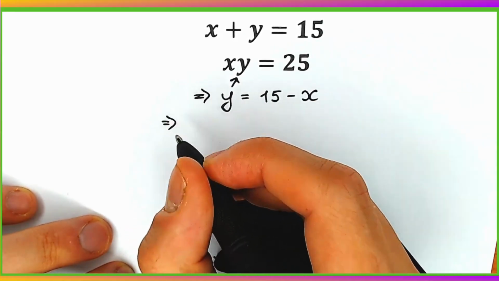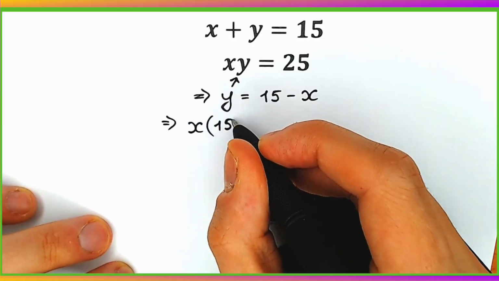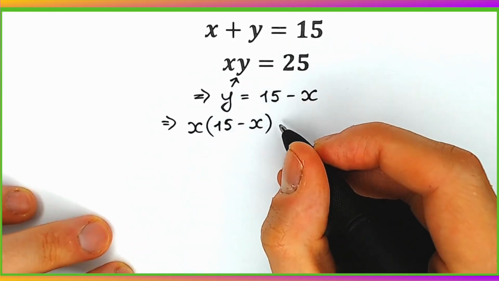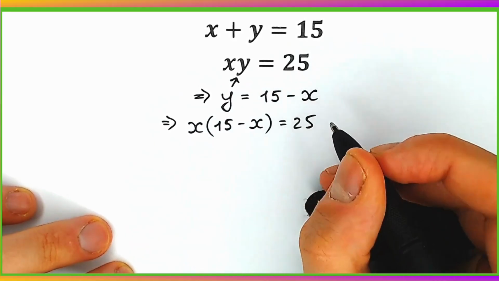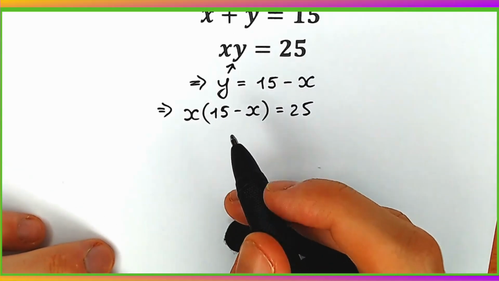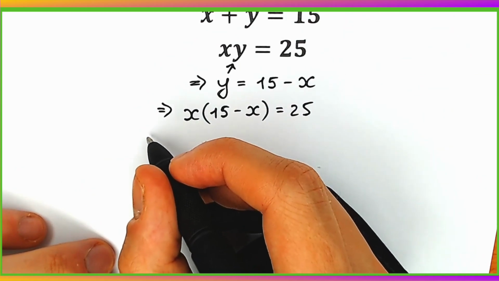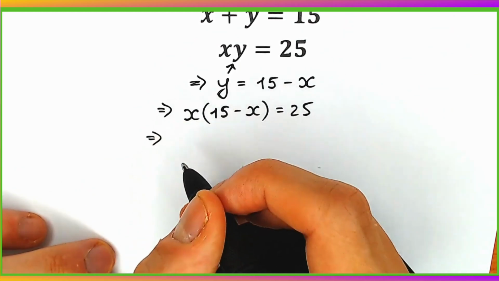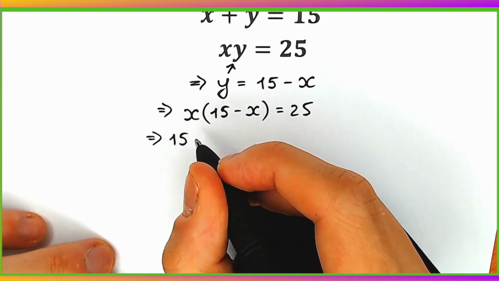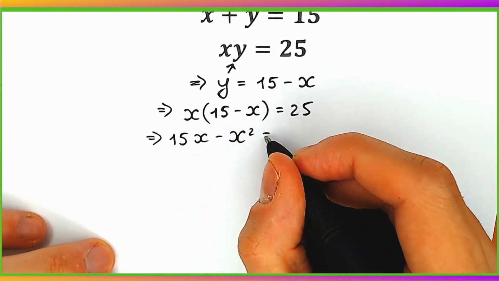So let's do it. We have x times (15 minus x) equal to 25. Right now we have only one variable, so we don't have a y, we have only our x. So let's solve this for x. It's much easier for us to work with only one variable. So x times this parenthesis, we have 15x minus x squared equal to 25.